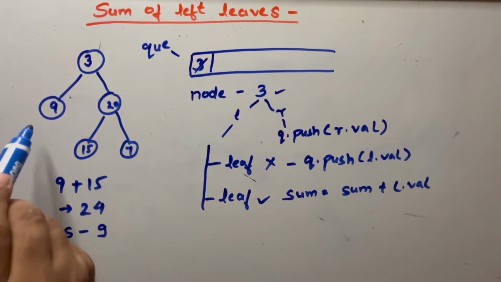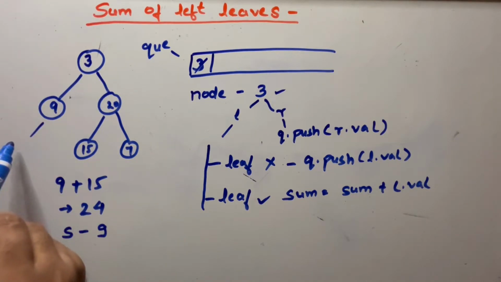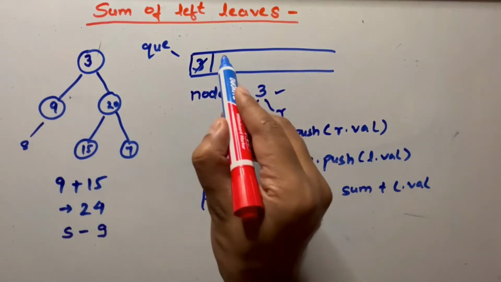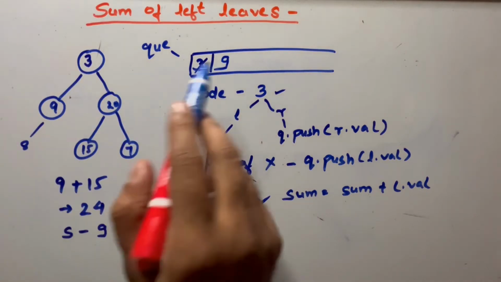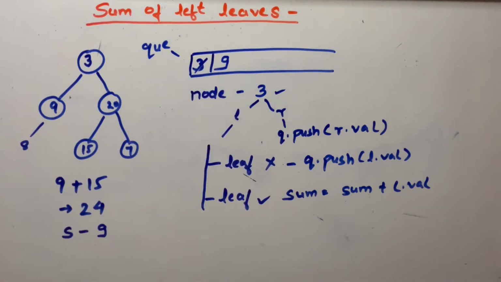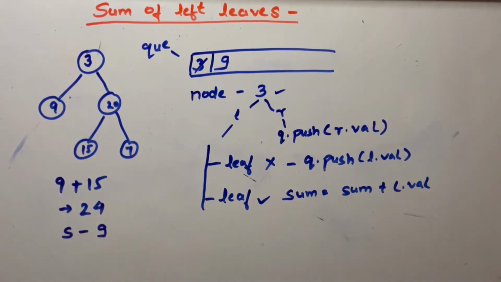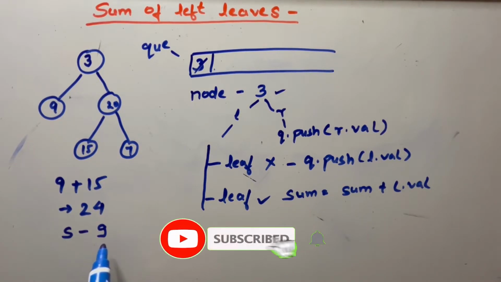But if our tree would be something like this, let's suppose any other value over here, like 8, then we would have pushed 9 to the queue. But right now the scenario is different, so we are not going to push 9 into the queue. So friends, till now we have our sum as 9.